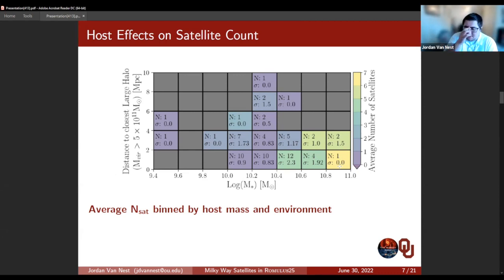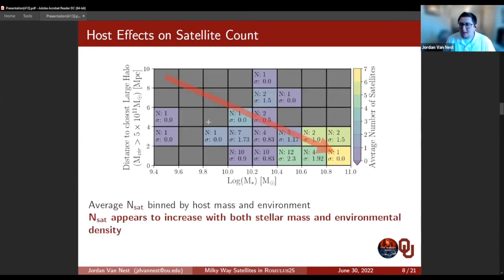And if you look at this plot and use your human pattern-finding brain, it seems that there is a pretty decent trend from this top left corner down to the bottom right, where the number of satellites is increasing with host stellar mass and environmental density.